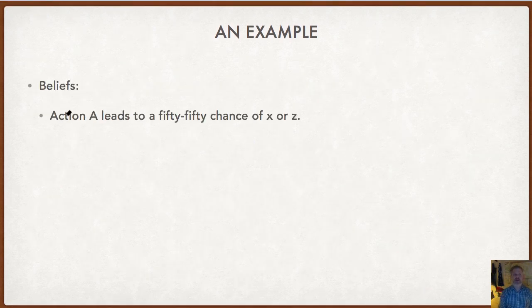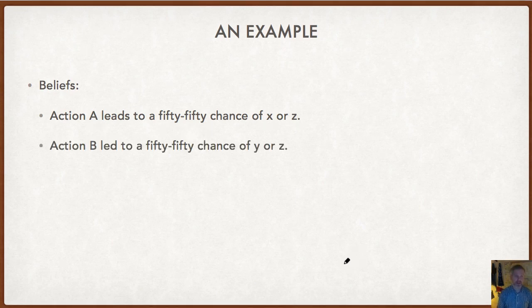Action A leads to a 50-50 chance of outcome X or outcome Z. So if I choose to do A, I might get X, I might get Z, and it's a coin toss. It's 50-50. If I choose to do action B, it's going to lead to a coin toss between outcome Y and outcome Z.